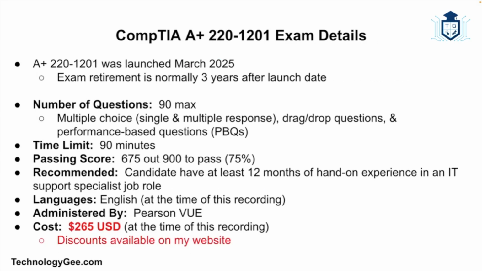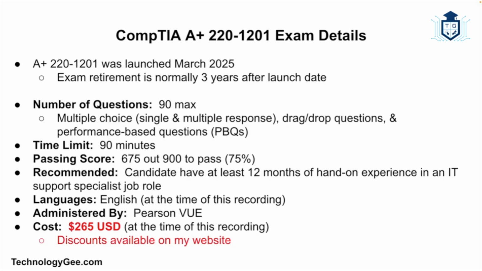All right, so let's go over some of the 1201 exam details. So the 1201 is the latest and greatest exam version, which was launched March 25th, 2025. Now, at the time of this recording, CompTIA has not scheduled a retirement date for this exam, but normally 3 years after the launch of an exam is when you can expect that exam to be officially retired, so they can begin introducing the newest version. And the exam also has a maximum of 90 questions, and the questions are presented in multiple choice format, drag and drop questions, and performance-based questions.